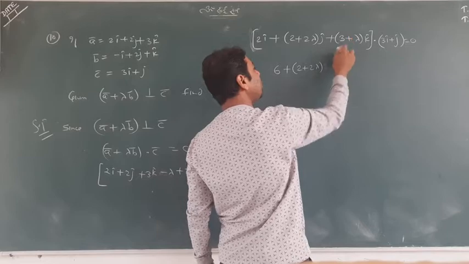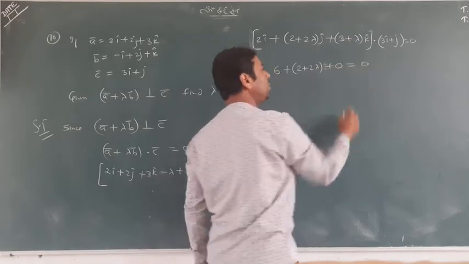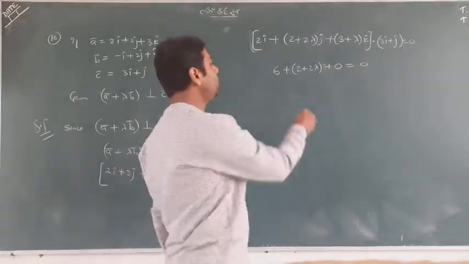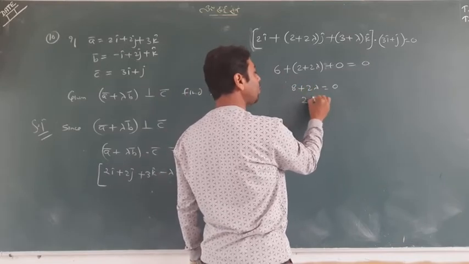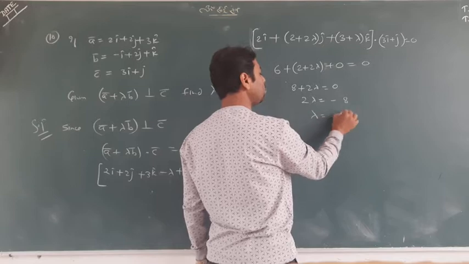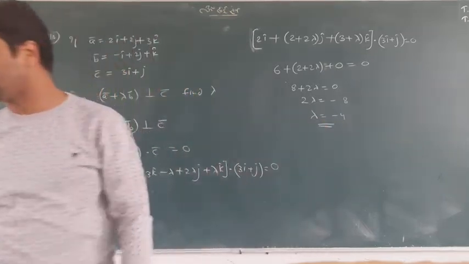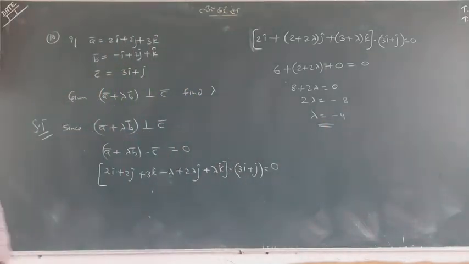So when 0 will multiply this, you have a 0, so we need not write that. So again 6 and 2, 8 plus 2 lambda is equal to 0. So 2 lambda is equal to minus 8, lambda equal to minus 4. That's the answer of the question. So again, it was a very easy question.